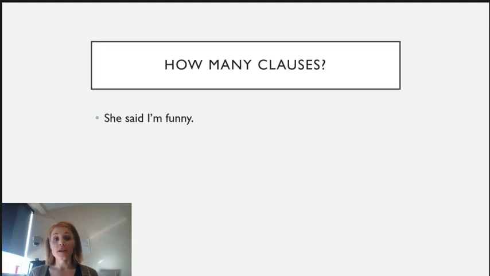But the first step to being able to identify complex syntax is being able to identify how many clauses there are in a sentence. So we're going to practice that for a minute here. Okay, so in our first example, we have the sentence, she said I'm funny. All right, so how many clauses are in this sentence? Okay, this sentence has two clauses. The first clause has the subject she and the predicate said I'm funny. And then embedded within that predicate of the main clause is another clause, a subordinate clause, with the subject I and the predicate am funny.